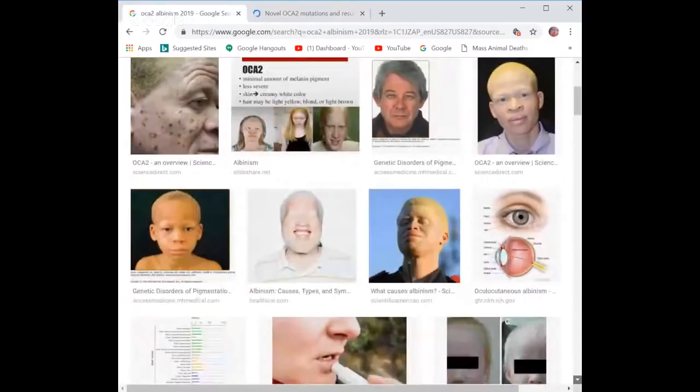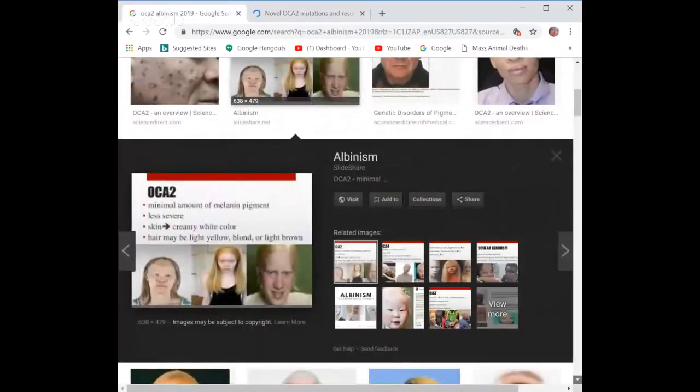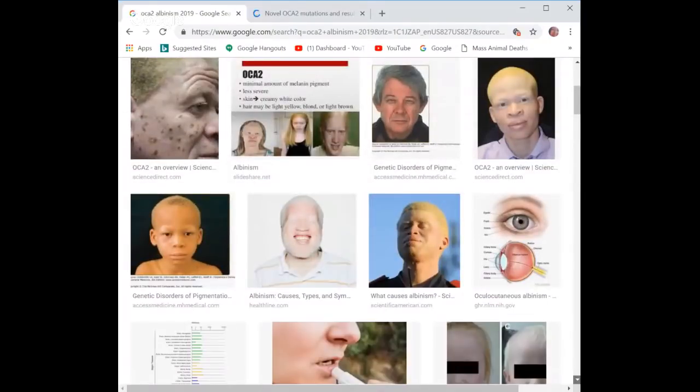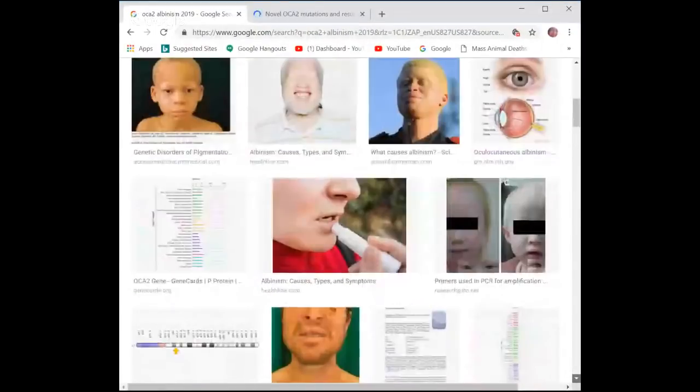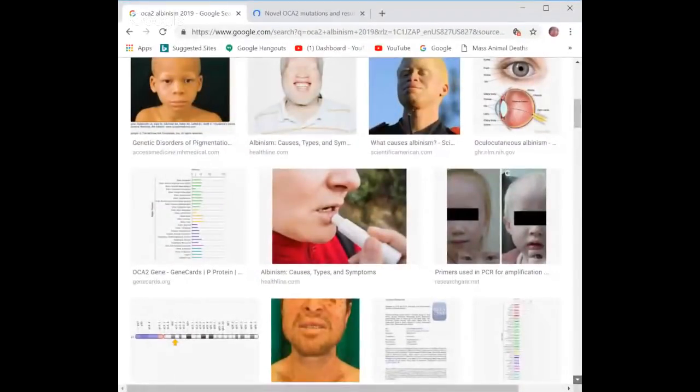So here they describe OCA2 in detail. You have a minimal amount of melanin pigment. It's less severe. The skin is a creamy white color. The hair might be light yellow, blonde, or light brown. Either way, there are metabolic differences between the people who are able to absorb sun and those who don't have that ability. For a long time, the stereotype of people with albinism was that they were not as intelligent or not as empathetic.